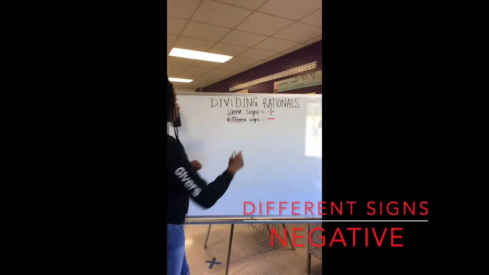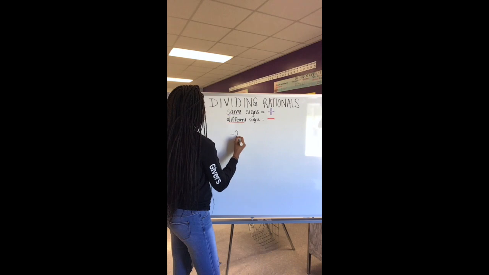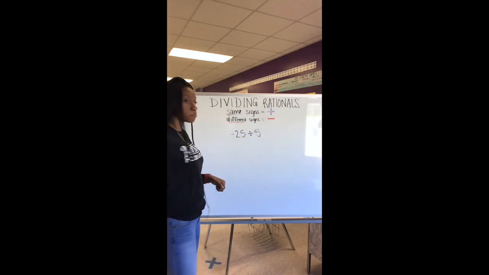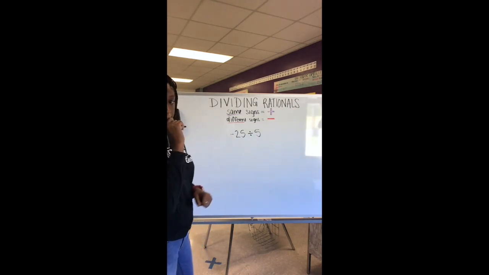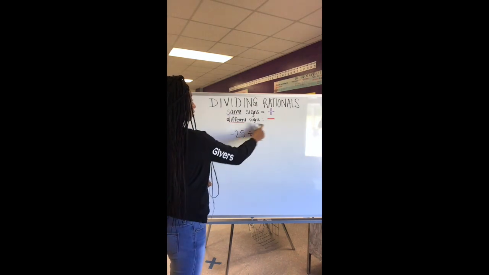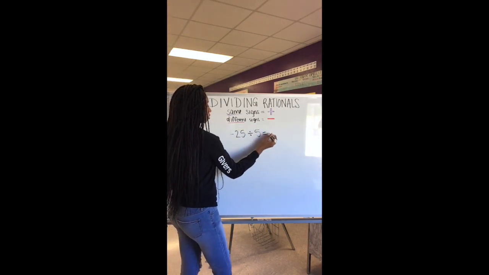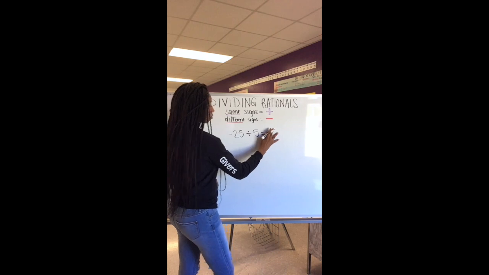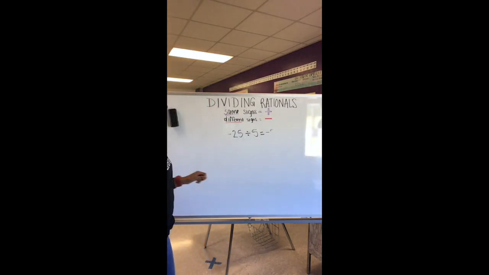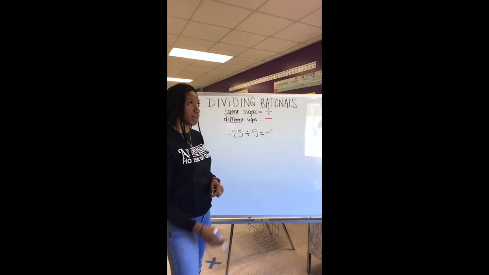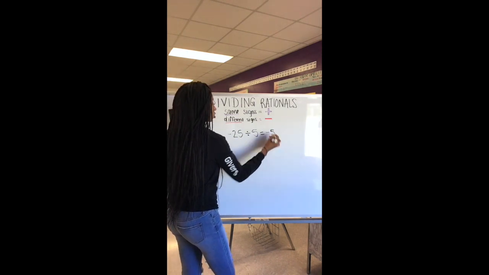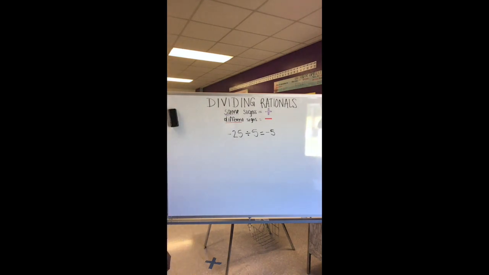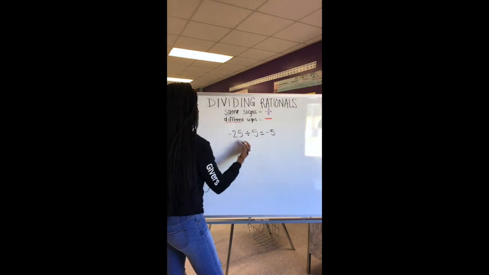All right, so let's try this example. Negative 25 divided by 5. First of all, do they have the same sign? They don't. Different signs, so we gotta have a negative answer. Once we figure that out, 25 divided by 5 is 5. So our answer is just negative 5. Alright, so let's try another one.